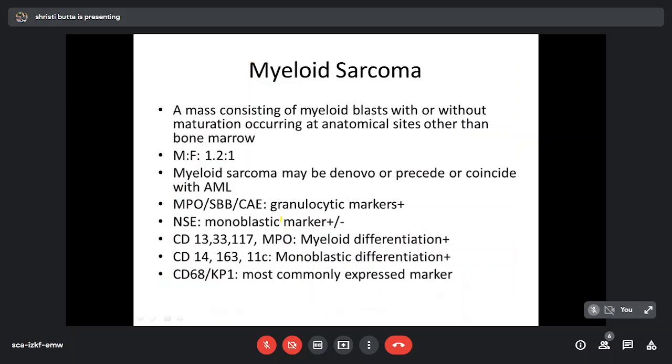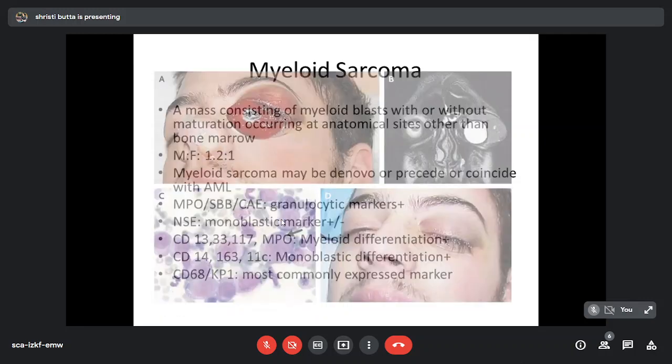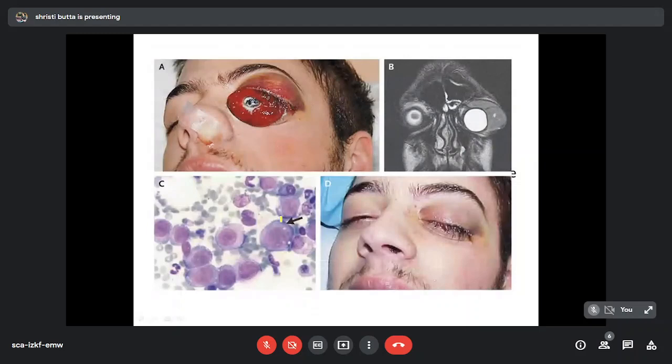Now, myeloid sarcomas can either be de novo or they may precede or coincide with AML. The myeloid nature can be ascertained by the granulocytic markers, that is the MPO, SBB, or chloroacetate esterase. Myeloid differentiation markers like CD13, 33, 117, MPO may be positive. Monoblastic differentiation can be ascertained by CD14, 163, or 11C. And KP1 or CD68 is the most commonly expressed marker for myeloid sarcoma. This is a picture taken from the New England Journal of Medicine.